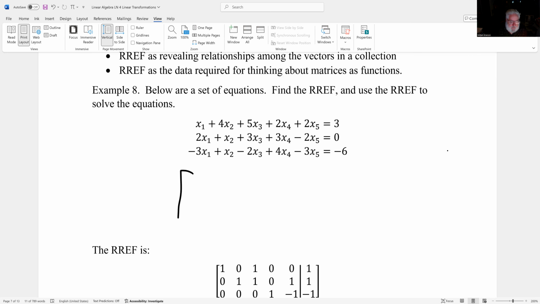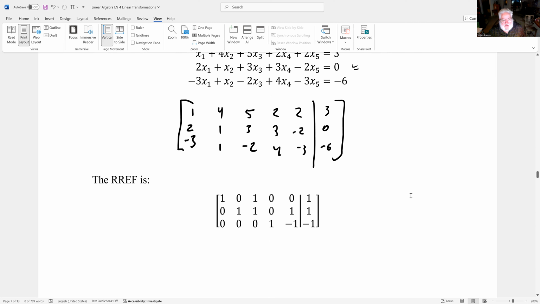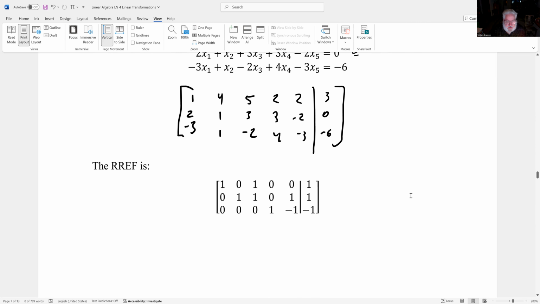Well, if we have a set of equations, we want to turn it into an augmented matrix. The first column is the coefficients of x1. The second column is the coefficients of x2, then the coefficients of x3, the coefficients of x4, and the coefficients of x5. We put a bar, and then we put the vector that we're interested in the image. Okay, so if the RREF is this, what does that tell me?